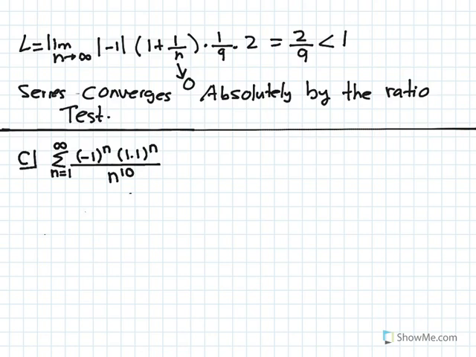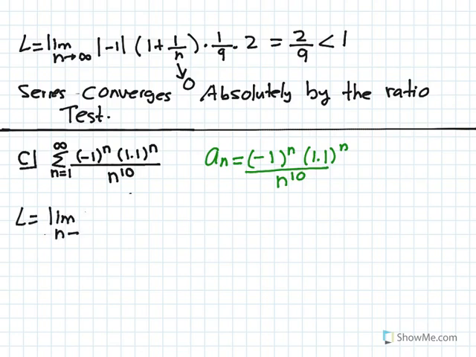Summation n equals 1 to infinity, negative 1 to the power of n times 1.1 to the power of n divided by n to the power of 10. We'll apply the ratio test with a sub n equal to negative 1 to the power of n times 1.1 to the power of n divided by n to the power of 10. So L is equal to the limit as n approaches infinity of the absolute value of a sub n plus 1 divided by a sub n.